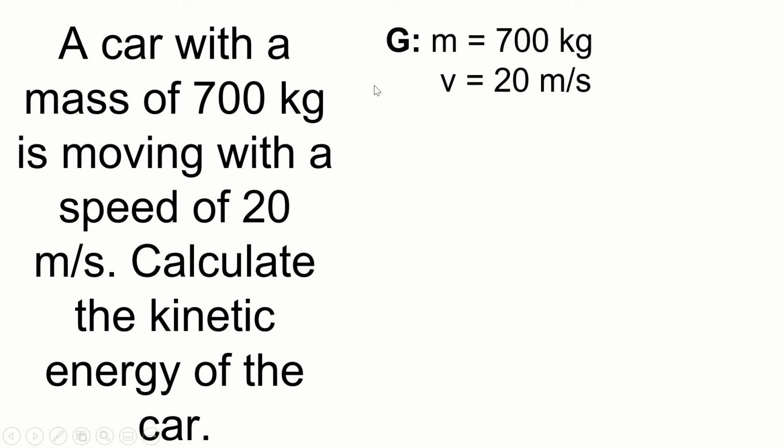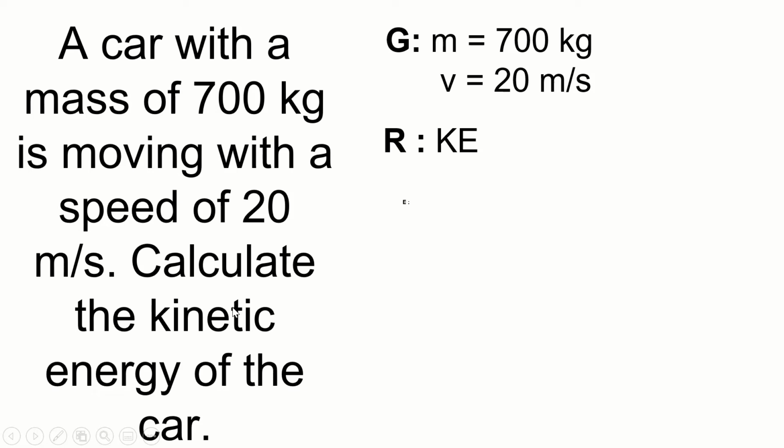A car with a mass of 700 kg is moving with a speed of 20 meter per second. Calculate the kinetic energy of the car. So, sa problem na to, ang mga given ay ang mga sumusunod. Ulitin ko lang, kapag mag-solve tayo ng problem, always follow GRESA, which means given, required, equation, solution, and answer. So, sa problem na to, ang given ay mass, which is 700 kg, velocity or speed, which is 20 meter per second. Required, or what we need to solve, is the KE, or kinetic energy.